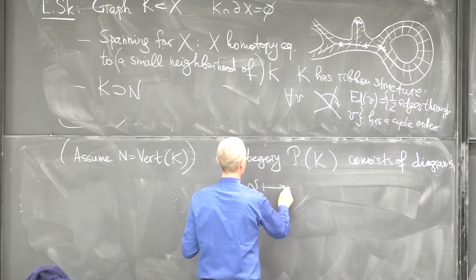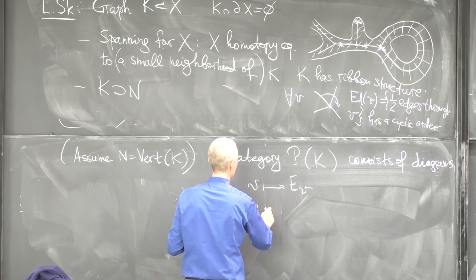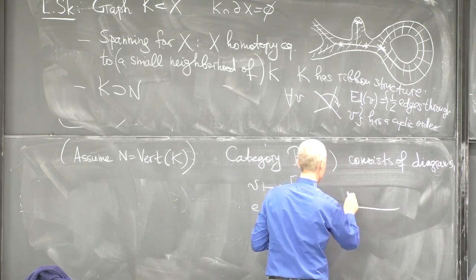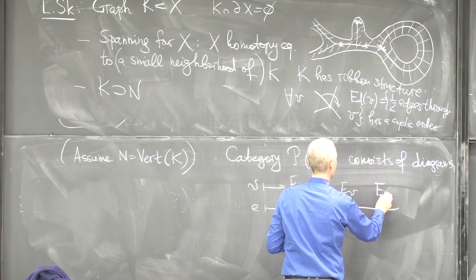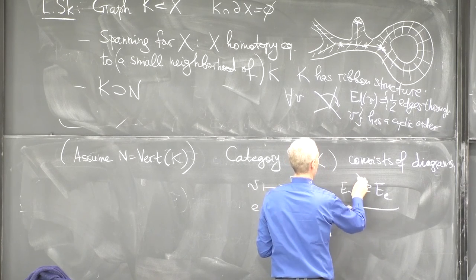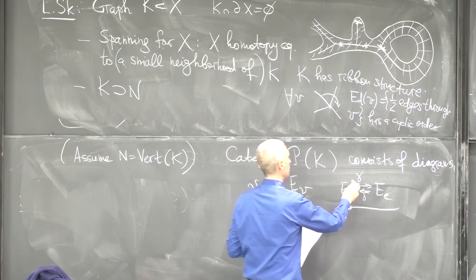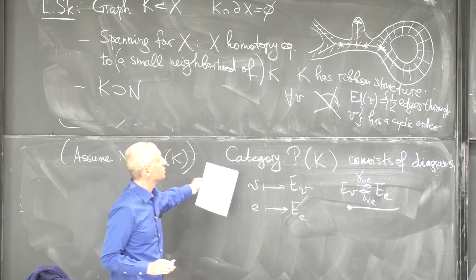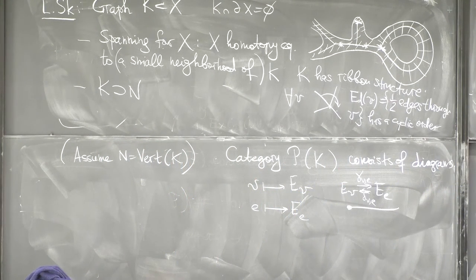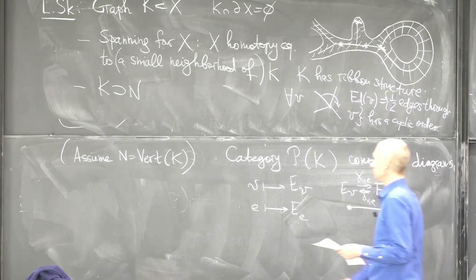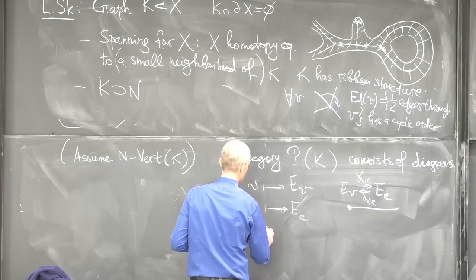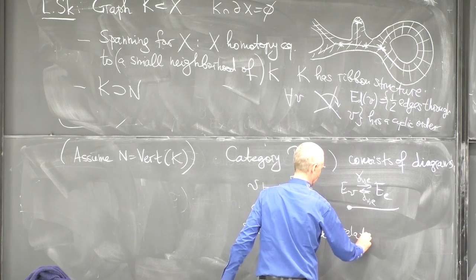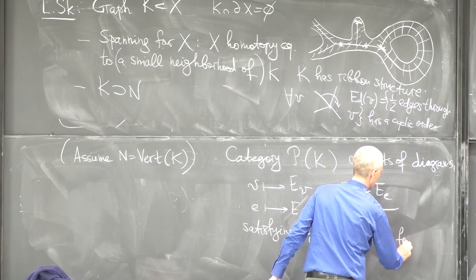So first of all, for every vertex there would be the corresponding vector space E_V. For every edge there would be the corresponding vector space E_E. And whenever we have such a situation, there would be maps gamma and delta, gamma_VE, satisfying the cyclic relations, satisfying relations like this for every vertex.